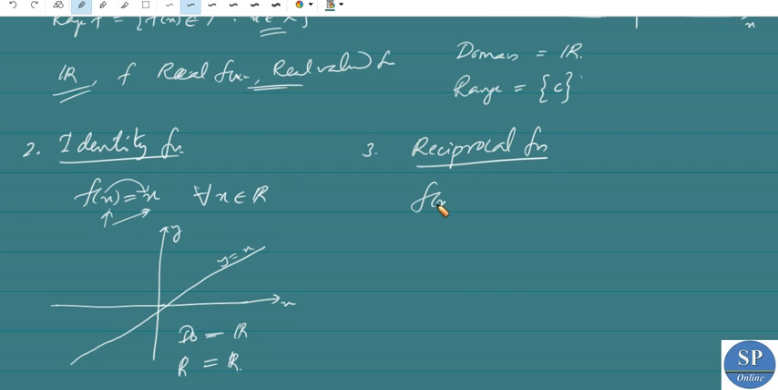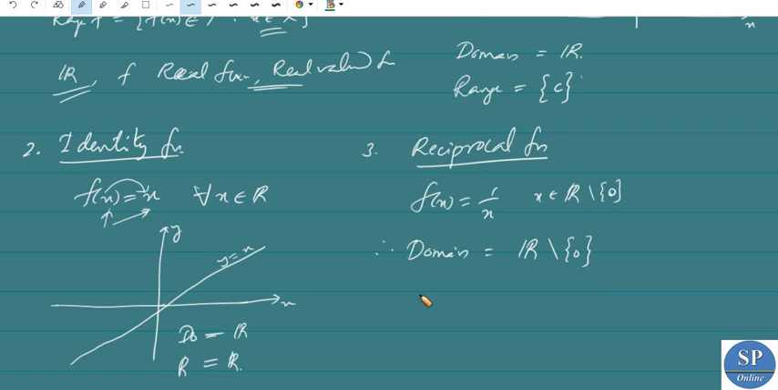So it is nothing but f of x is equal to 1 by x for x belongs to R minus 0, because for x equals 0 it is not defined. For x equals 0 it will be 1 by 0, which is not defined. So we cannot take the value 0 for x. Okay, so therefore the domain will be the set of all real numbers minus the singleton 0.